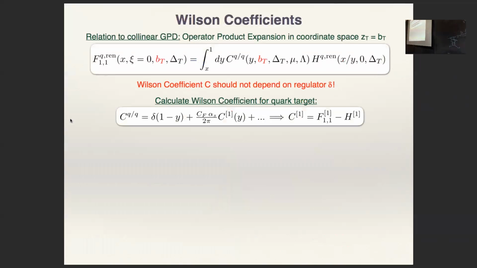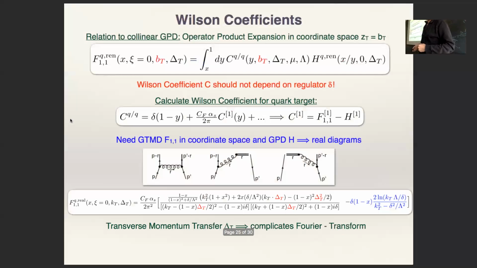To show this, we also did the calculation for a massless quark target. The 0th order of these Wilson coefficients is just the delta function of 1 minus z, and we can calculate the first order, the order alpha s, just by calculating the GTMD to order alpha s, the GPD to order alpha s, and then subtracting. In order to calculate this, we need the real diagrams in the quark target model. This corresponds to these 3 diagrams, and one can readily calculate them.